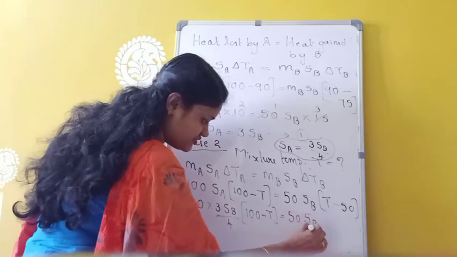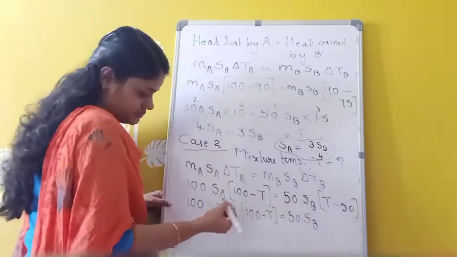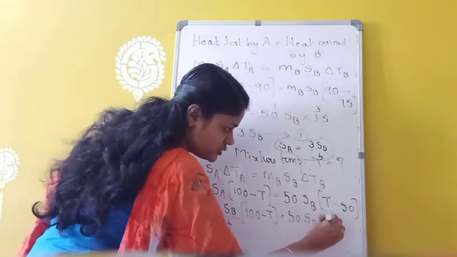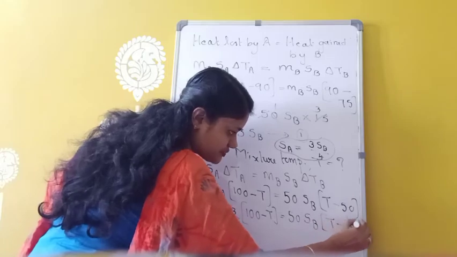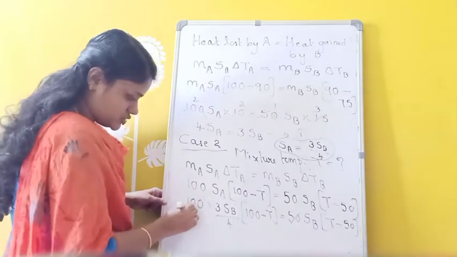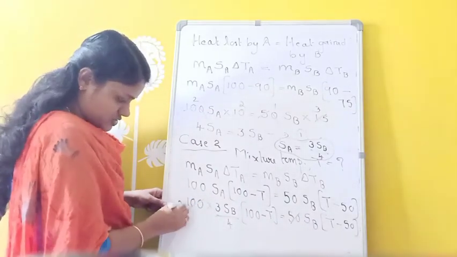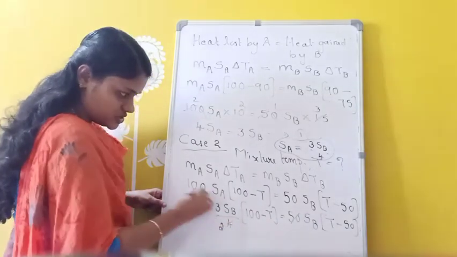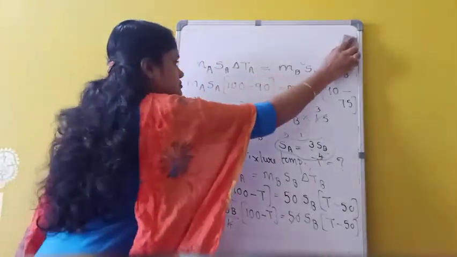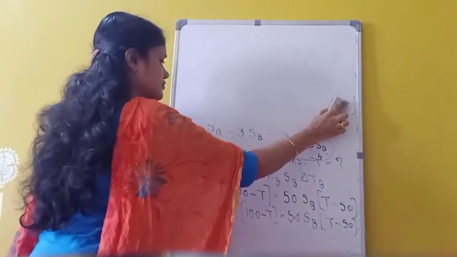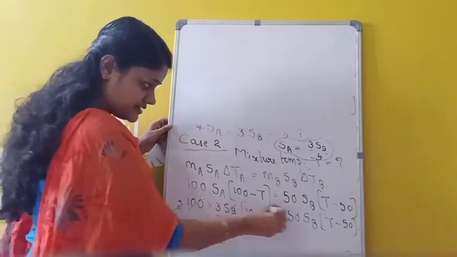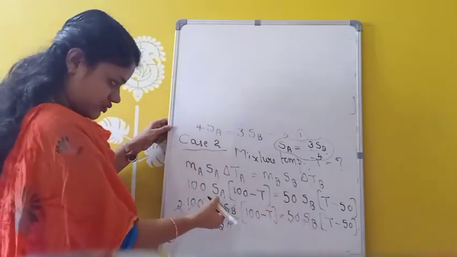I am writing like that itself because we have to make it one single term, either in SA or in SB. So here I put it in SB. So SB into T minus 50. Now we can cancel the terms. So here 50 and here 100, 2 times. So 2, and again this 2 and this 4 cancelling, we will be getting 2 here. So now we can simplify and write. We have now 3SB, and this SB and this SB we can cancel. So remaining we have only 3 by 2.